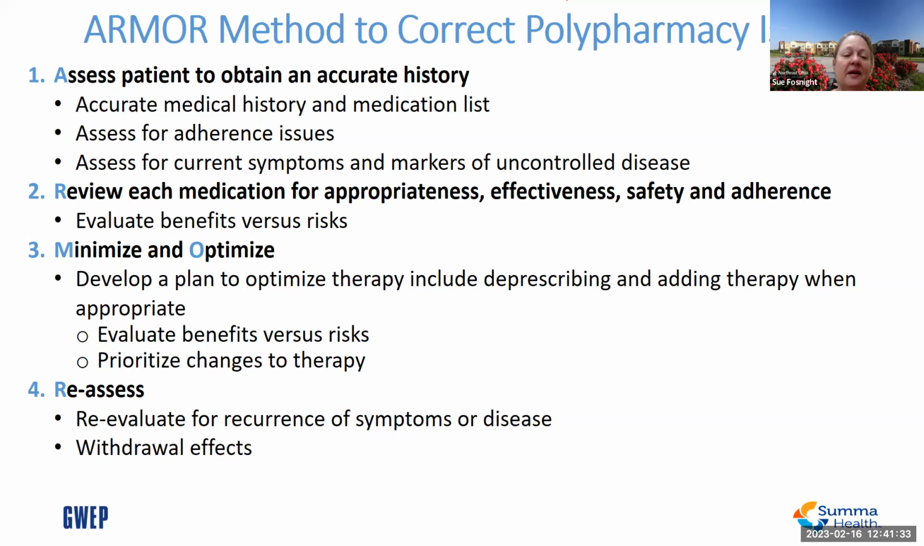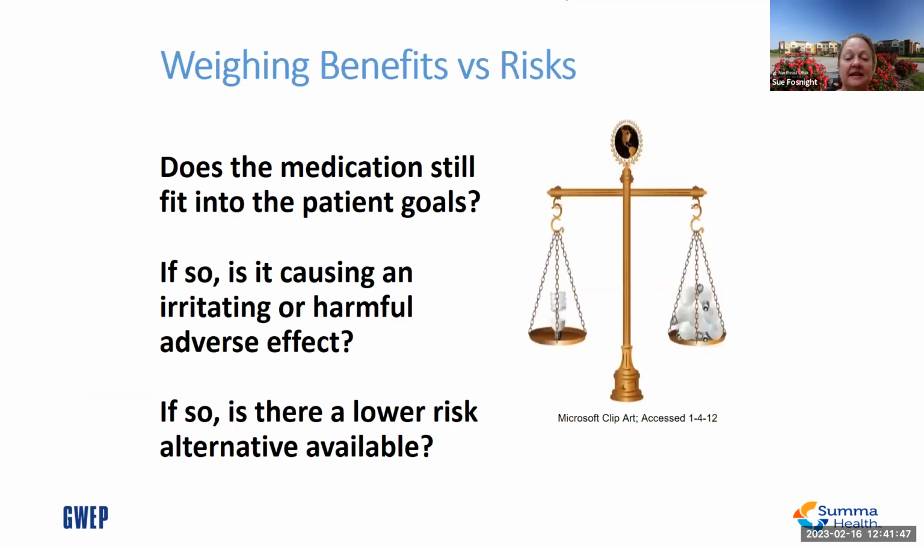All right, so we are at the stage now of the ARMOR where we've already done the assessment, we've reviewed each medication, and now we're going to minimize or optimize, and develop a plan to do that. So when we're talking about minimizing or optimizing, we are weighing the benefits versus the risk. Does this medication still fit into the patient goals? If so, is it causing irritating or harmful effects? And if so, is there a lower risk alternative available?